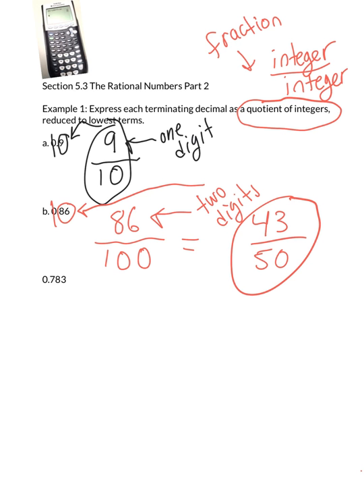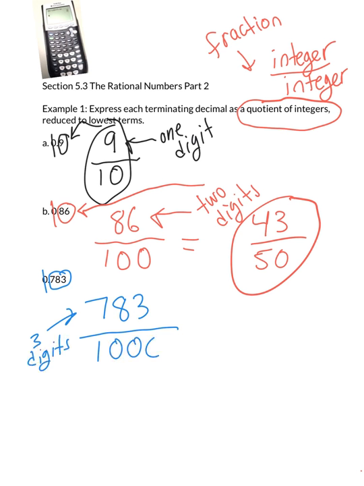Now I'll do this one in blue pen. I'm going to ignore the 0. We got 783 in the decimal spot because it's 0.783. The decimal terminates, so it's going to be some sort of power of 10 in the denominator. Go ahead and put your 1 in. Now we got 3 digits, 783. So because we have 3 digits, I'm going to write 3 zeros.